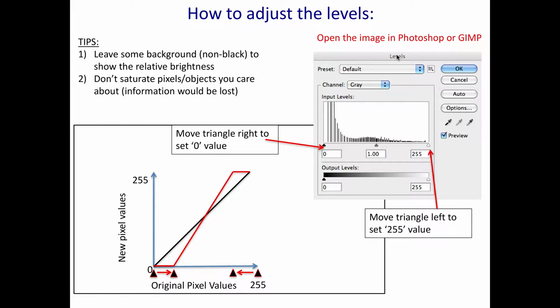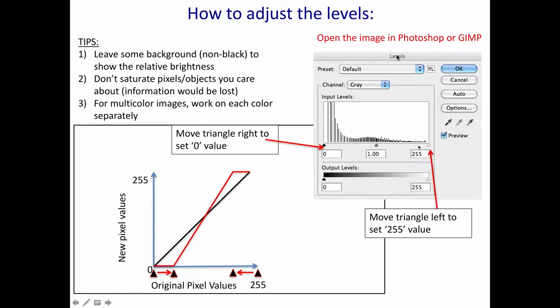Tip 2 is don't saturate the pixels and objects that you care about. Otherwise, that information will be lost. And by saturate, I mean moving either of these triangles across pixel values of pixels that are in objects that you care about. So you're going to lose any of the information that's actually contained here. You're going to set all of these to 255. It's going to look like there's no difference in those pixels, even though there were actually differences in the pixels there. So we'll be a little bit careful about that.